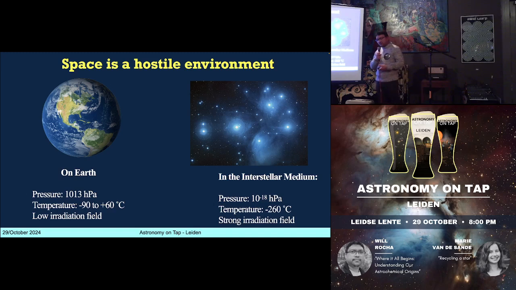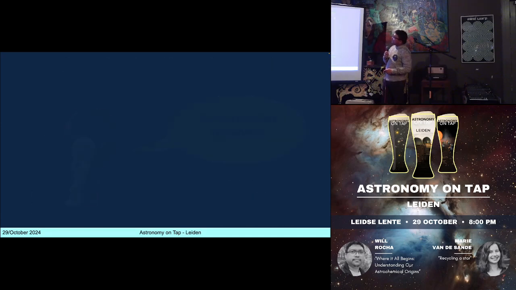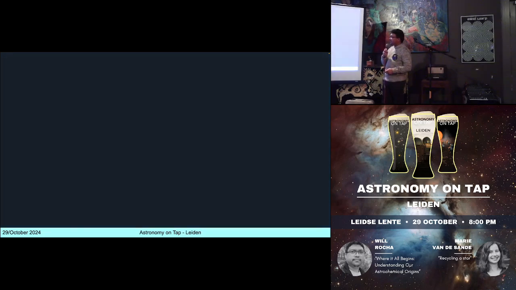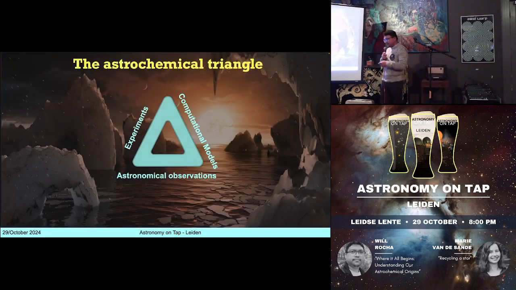So how is it possible that molecules develop in such very harsh environments? I have to test this hypothesis, right? And see if we have complex molecules in space. And here I introduce you to the world of astrochemistry.